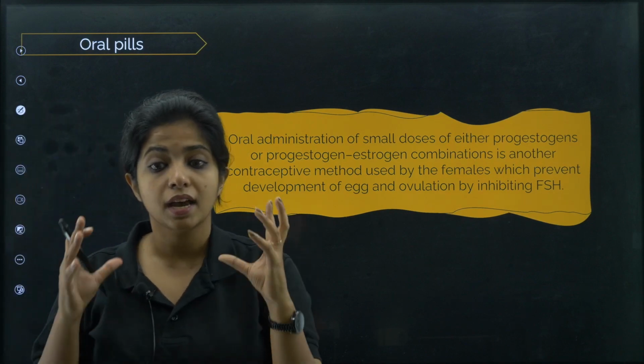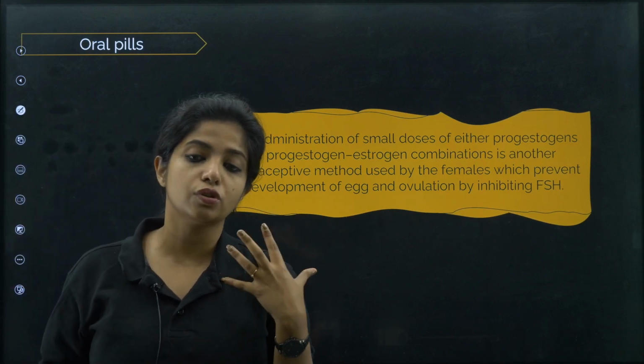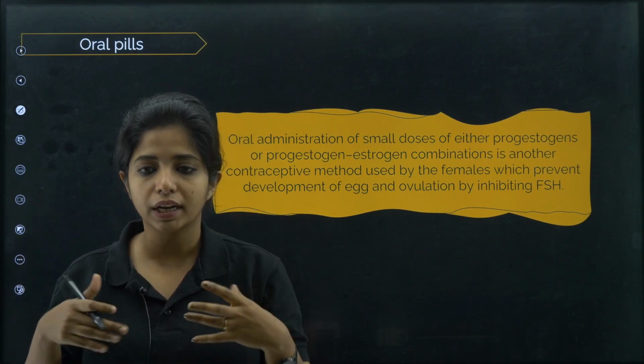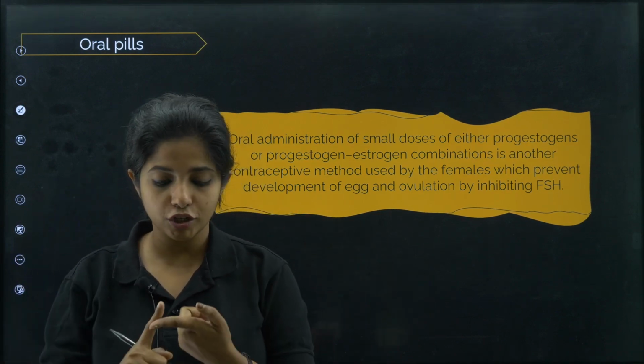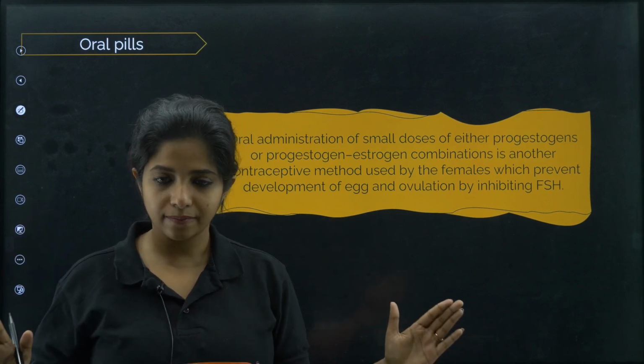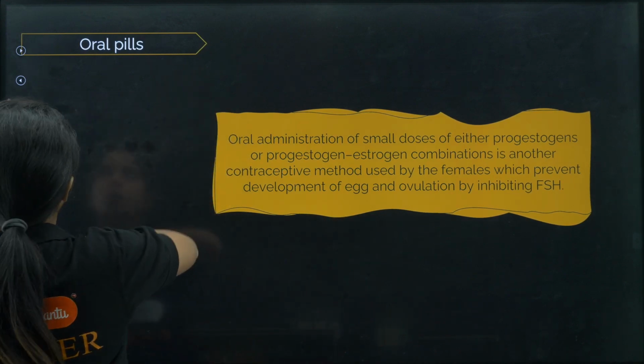Next, we have oral pills. Oral pills are basically small doses of progesterone and estrogen. These are pills, again synthetic hormones that we are giving to our body. It would not allow three things: ovulation, implantation, and it causes the cervix to be hostile to sperms. These are oral pills.